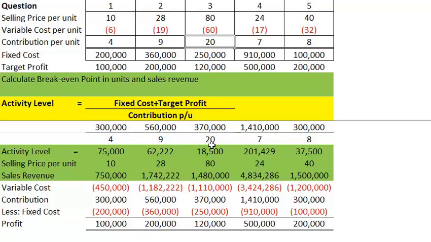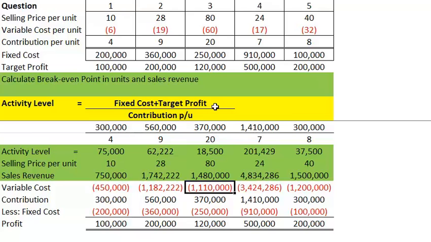370,000 divided by 20 pound per unit contribution margin. We arrive at target activity of 18,500 units. We multiply 18,500 units by selling price of 80 pound per unit. When we multiply it, we arrive at sales revenue of 1.48 million.